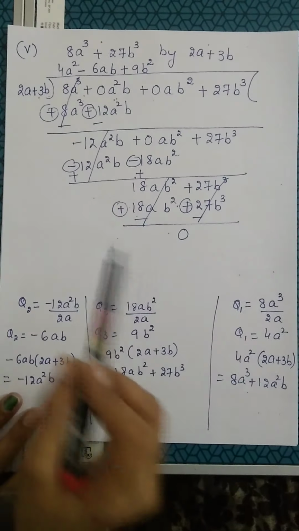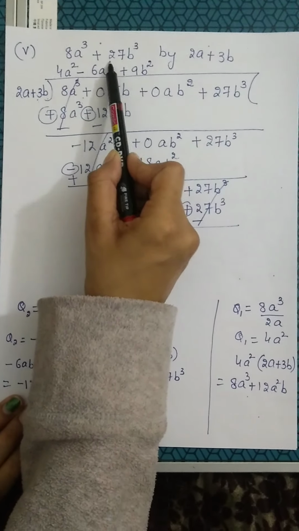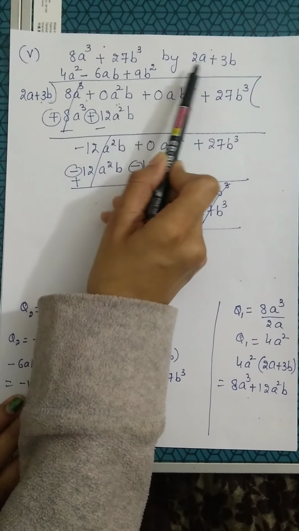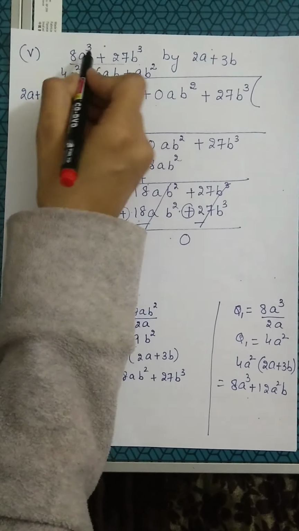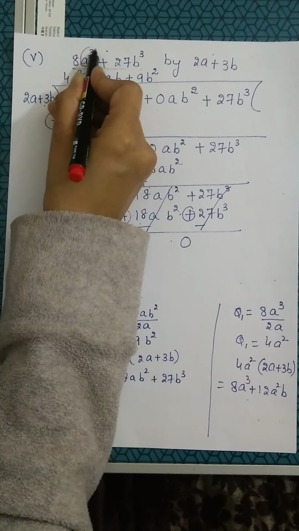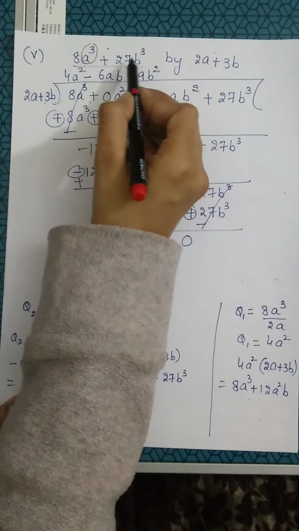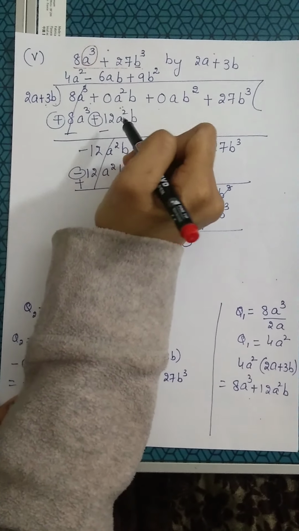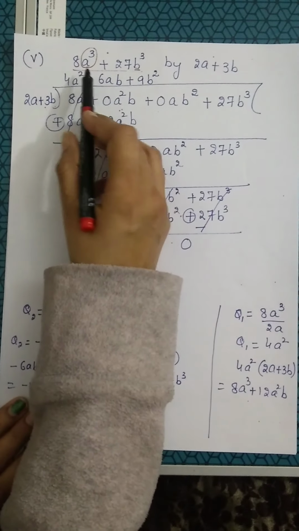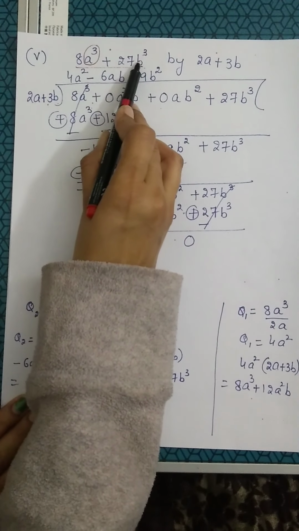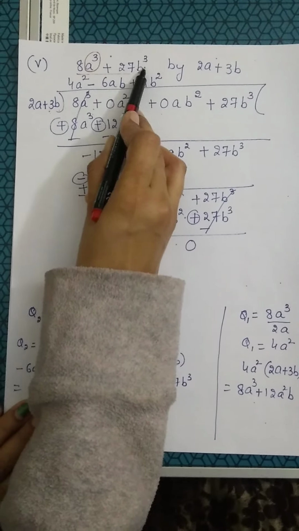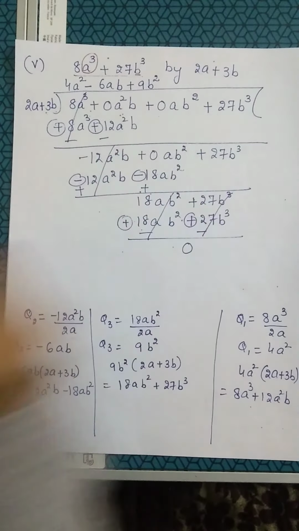Now next is the fifth part. 8a cube plus 27b cube divided by 2a plus 3b. Okay, if you see here, degree is a cube, and we need to move till b cube. So what I will do, I will keep on decreasing the powers of a and keep on increasing the power of b and write it as a dividend.